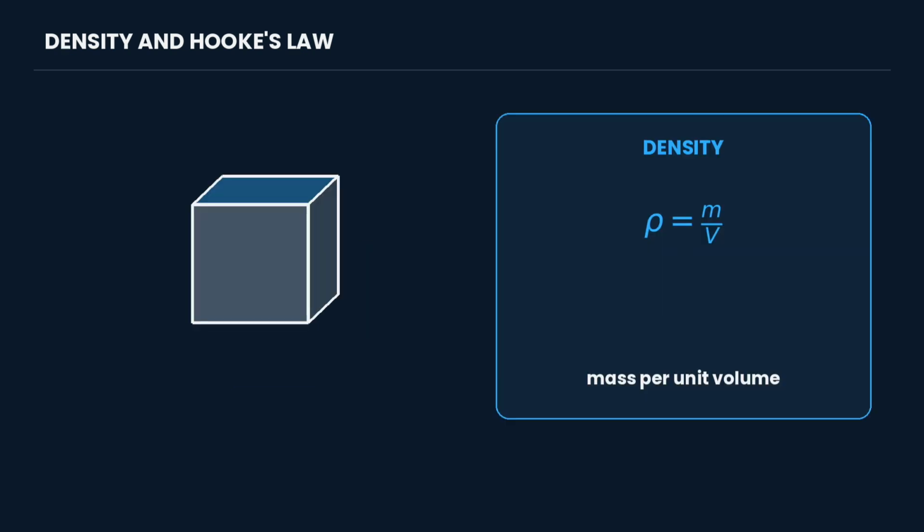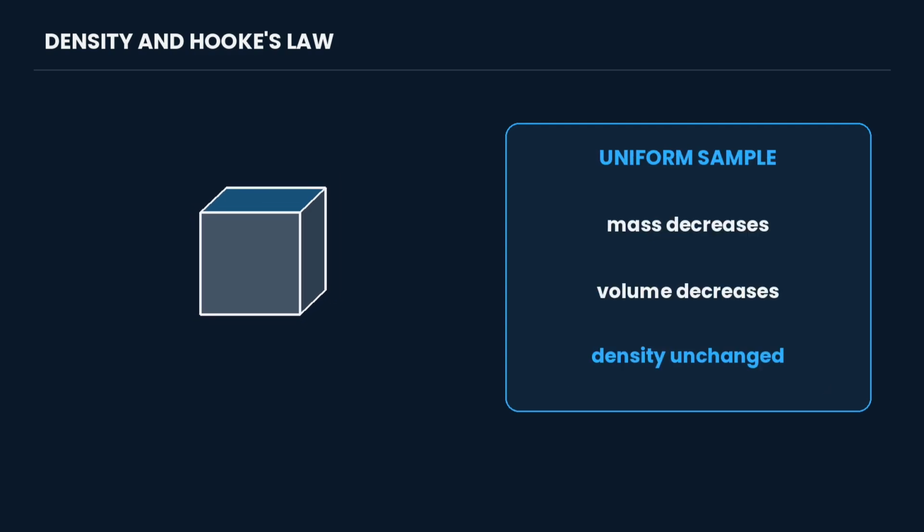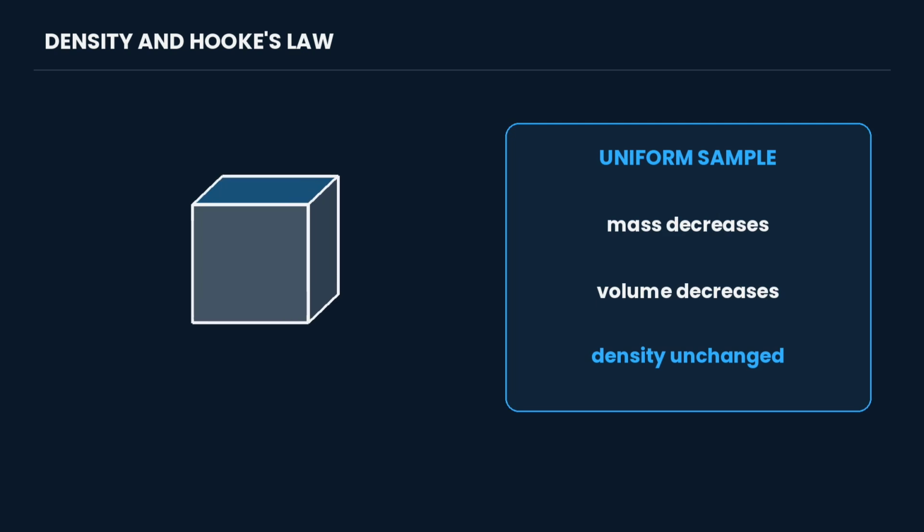Density is mass per unit volume. Rho equals mass divided by volume, measured in kilograms per cubic metre. Halving a uniform sample halves both mass and volume, so density remains unchanged.